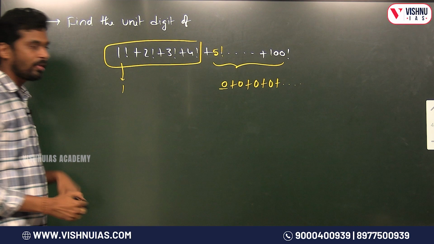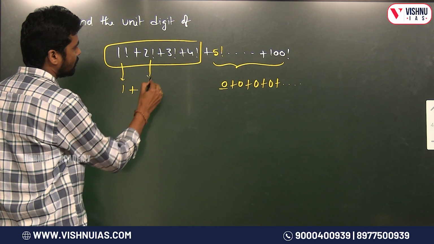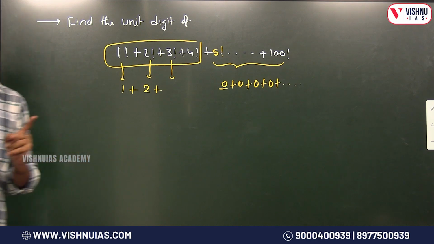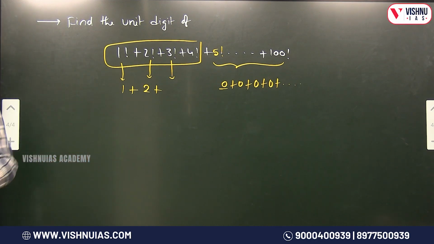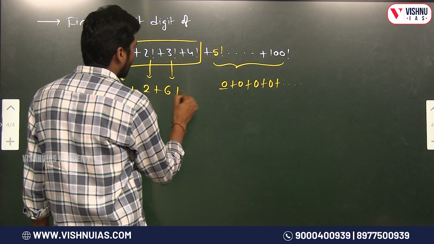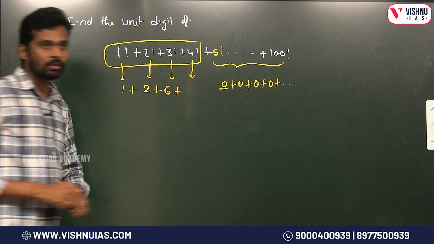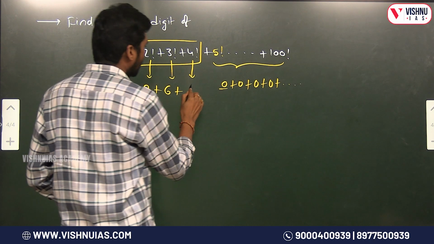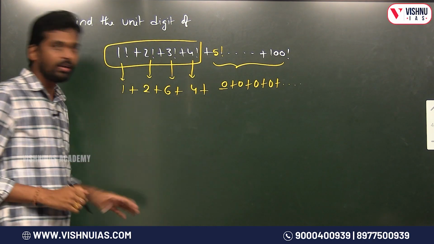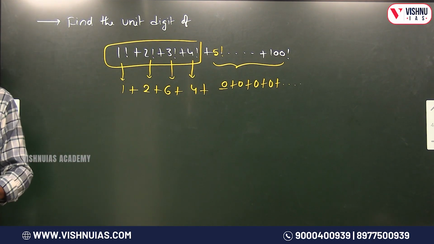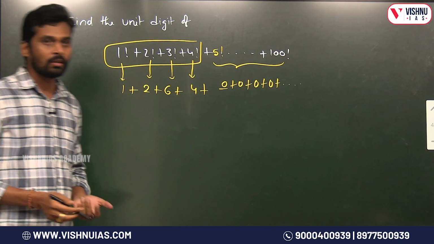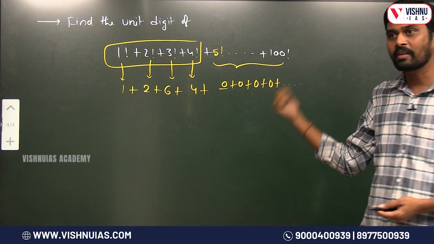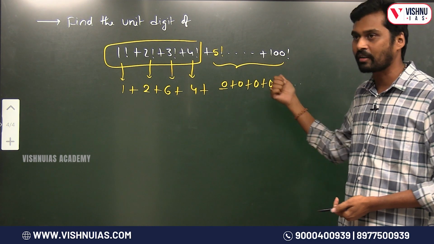Okay, so 1 factorial value is 1. 2 factorial value is what? 2. 3 factorial means that? You know that 3 factorial means that what? 3 into 2 into 1. So what is the value? 6. Next 4 factorial value means that what? 24. 24 means that we take that only unit digit. We are taking only unit digit. The remaining digits are not important. Next 5 factorial. So what is the unit digit of 5 factorial? 0. 6 factorial, 0. 7 factorial till 100 factorial.